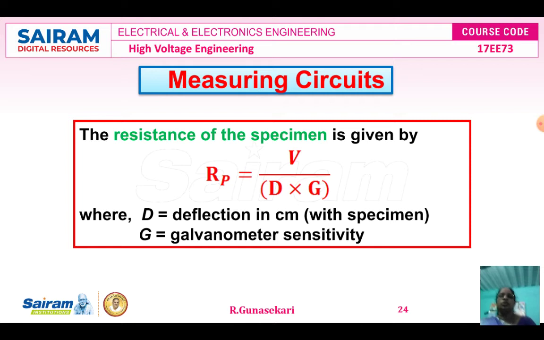How to calculate the resistance of the specimen RP by using this measuring circuit? The formula is RP equals V divided by D into G. Here RP represents the resistance of the specimen, V is the voltage, D is the deflection in centimeter with the specimen, and G is the galvanometer sensitivity.